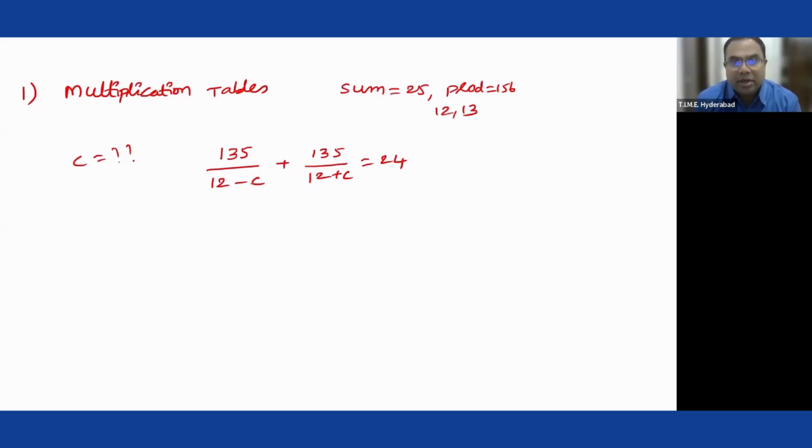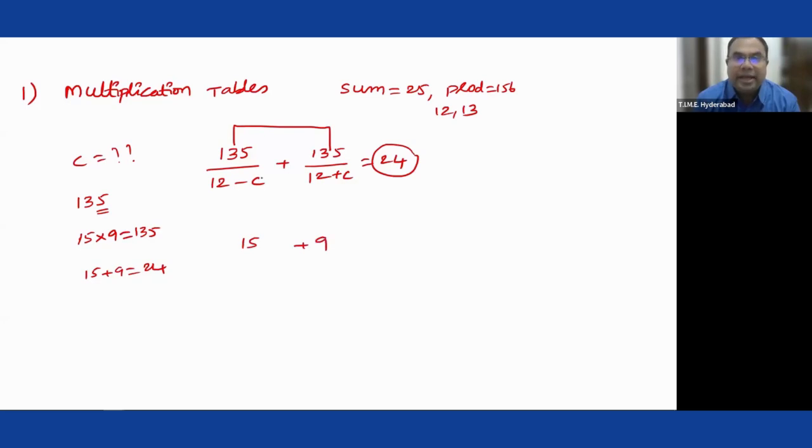be positive. Or if you see here, generally what we do is when we look at these numbers, 135, if I add these two, I should get 24. Which multiplication table do we come across? 135, last digit 5 means obviously it can be 5 or 15. Now, if I look at the 15th table, we learn tables. 15 into 9 is 135. 15 plus 9 is 24. So obviously one should be 15, other should be 9. My C value has to be 3.